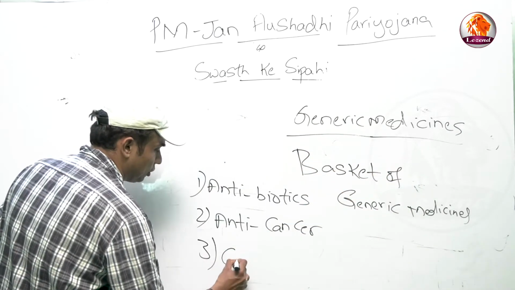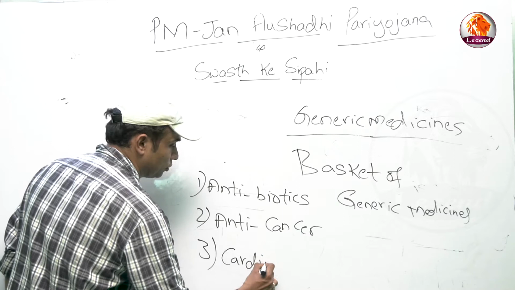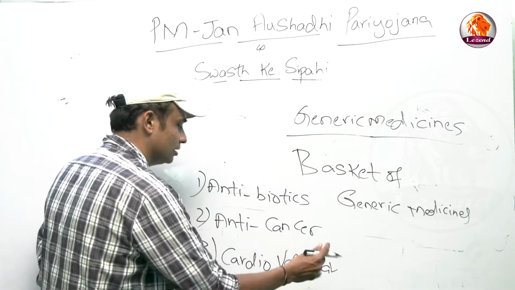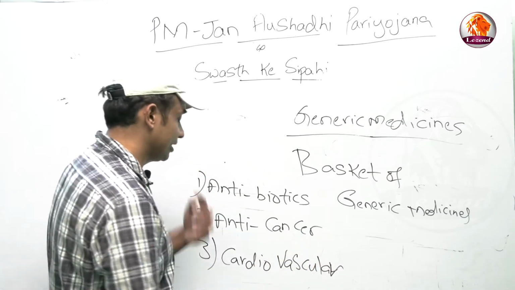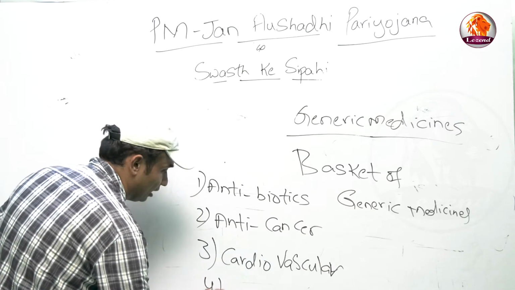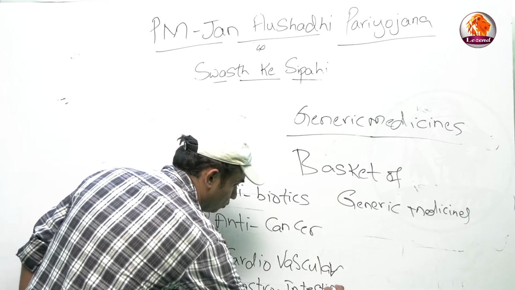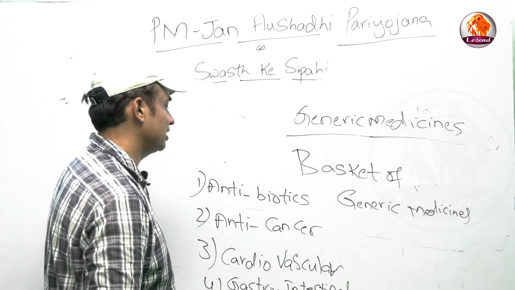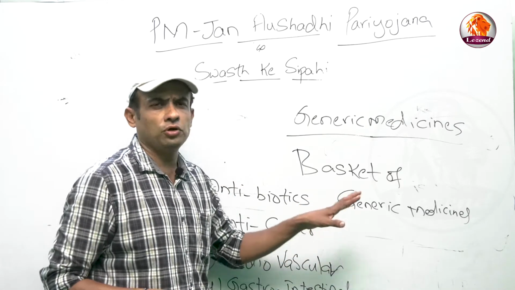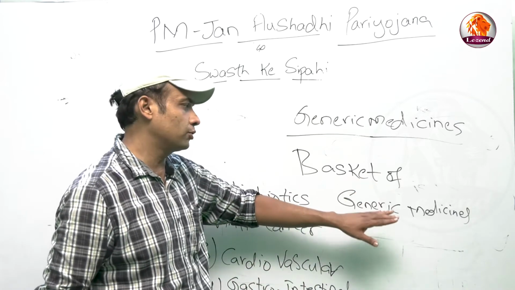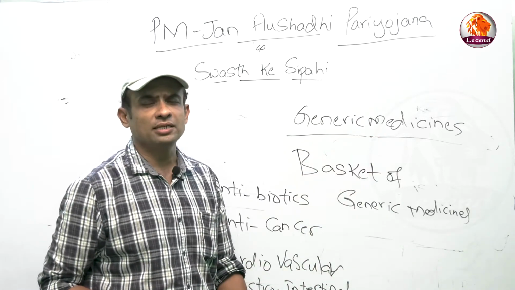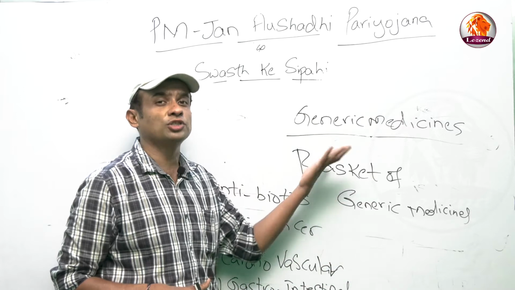Third are cardiovascular drugs, which are related to the patient's heart. Then gastrointestinal drugs, which are related to one's stomach, and many more departments of medicine have been added to this list of generic medicine, and these are available at these Jan Aushadhi Kendras.